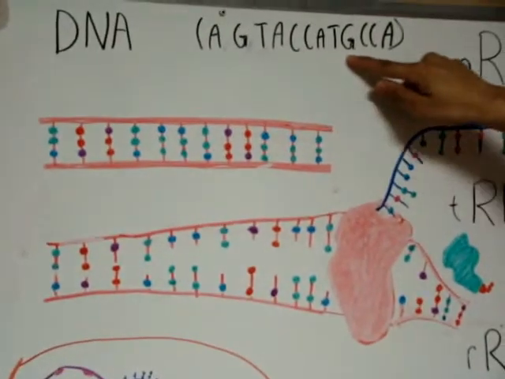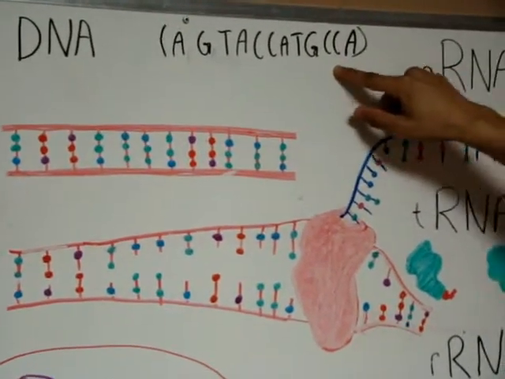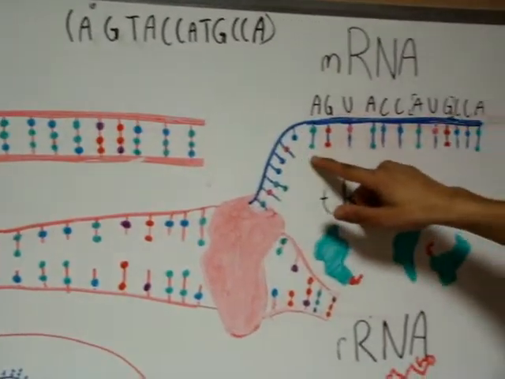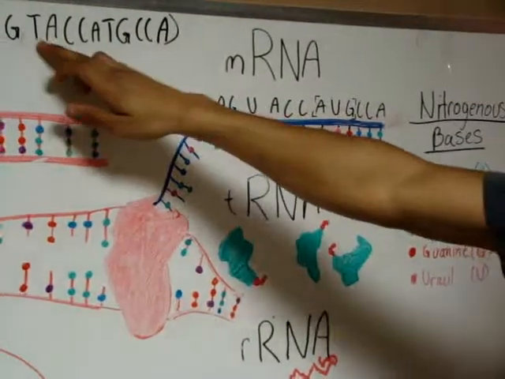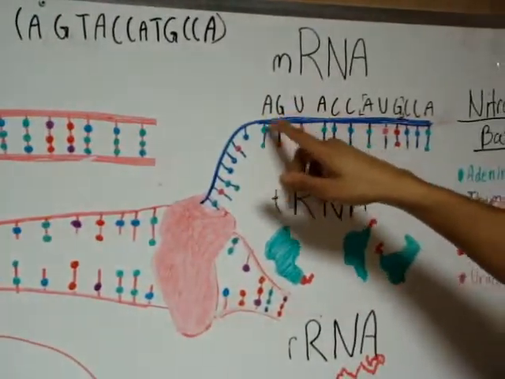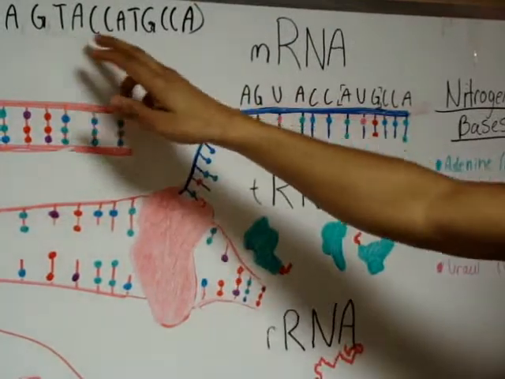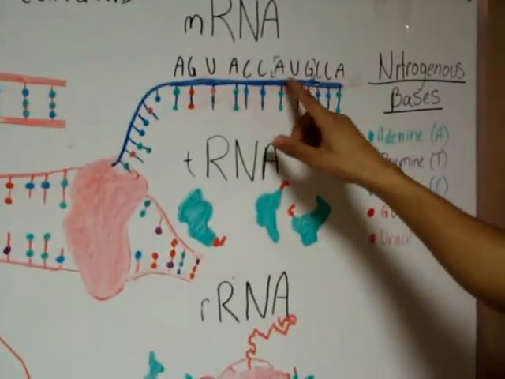See, this is the same code here as a leading strand for the DNA, and now it comes out as, instead of thymine, it comes out as uracil, so AGU instead of AGT. And also we see here that the starting codon would be here as well, AUG.